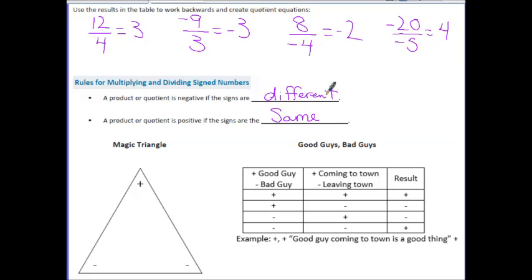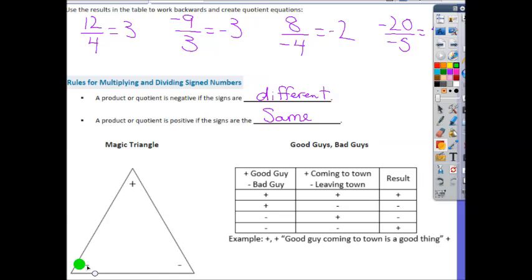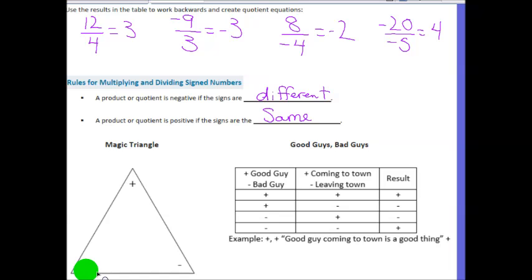And we have two different ways that we can actually memorize these. One is through the magic triangle. So this is our multiplying and dividing magic triangle. So let's say, for instance, we have -9 divided by -3. I would cover up what I have. So let's say I have a negative, so I'm going to cover this one up. And I have a positive, so I'm going to cover this one up. The one that's left right here is the sign of my result. So my answer is negative.